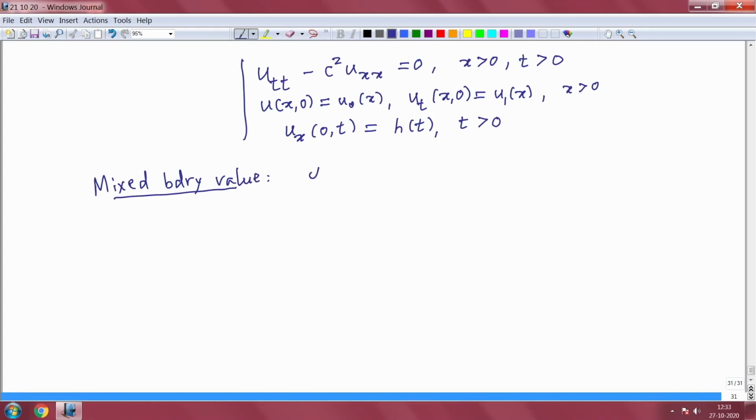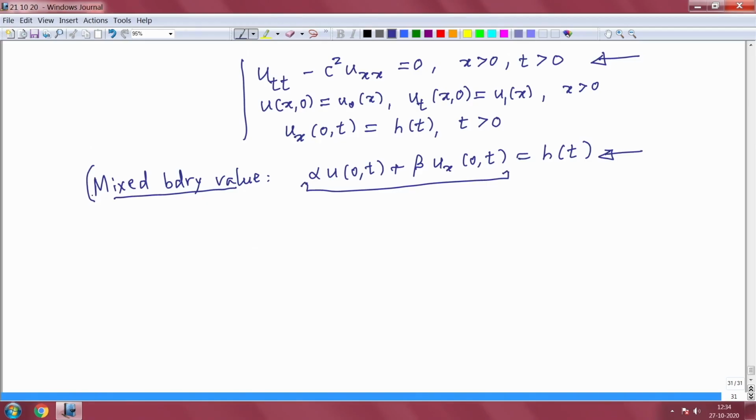So, if we prescribe a condition of this form, because of the linearity in the equation and because of the linearity in the boundary data, we just concentrate on the Dirichlet and Neumann boundary conditions. So, this is the Neumann boundary condition.